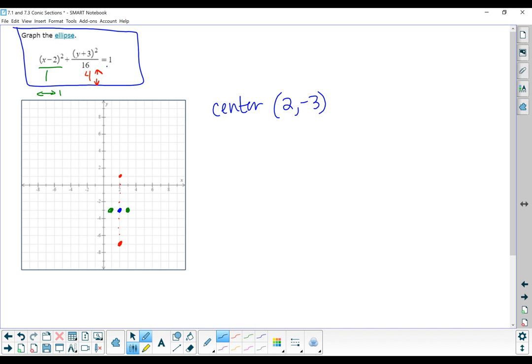I'm going to do my best to draw it. Oh, geez, I'm just so bad at drawing these on my tablet. I do a lot better on the board in class.